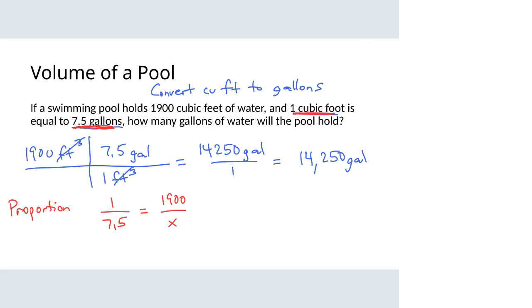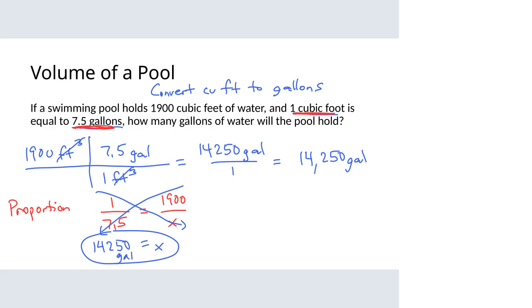And then to solve this, we'll cross multiply. 1,900 times 7.5, 14,250. The other way, we get 1 times x. Well, 1 times x is just x. So the number of gallons is 14,250. We get the same answer either way. We better, because we could solve the problem either way. Whichever way you like better.